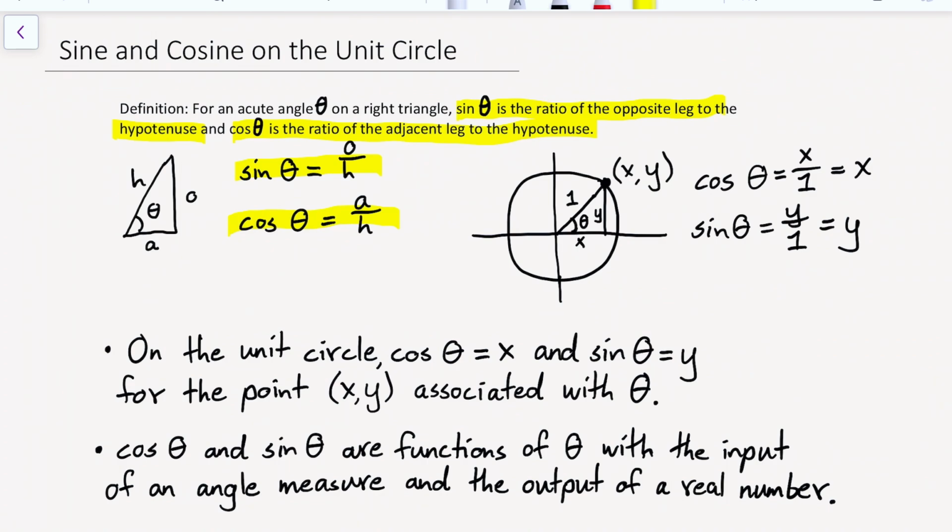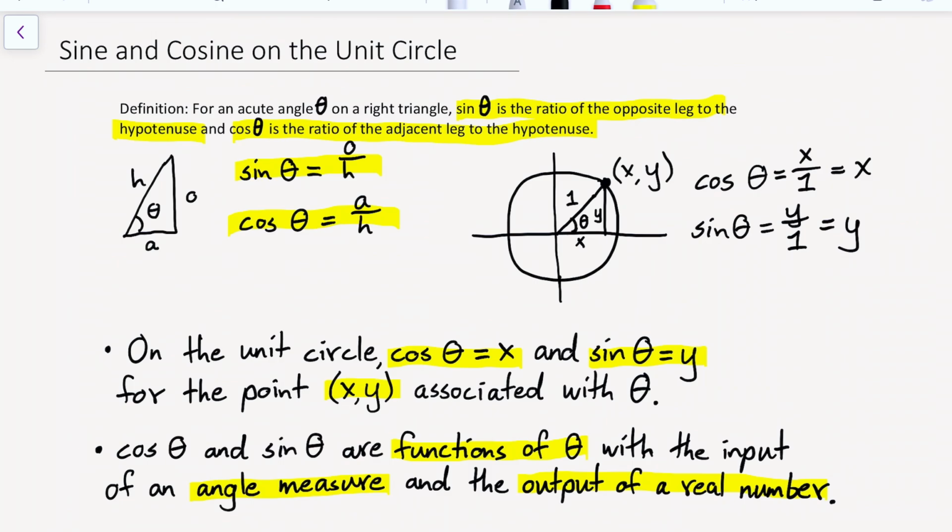So we see that on the unit circle, cosine of theta is the x value, and sine of theta is the y value for this point, x and y, that's associated with theta. Sometimes this point is called the terminal point that corresponds to the angle. I want to emphasize here that when we talk about cosine of theta and sine of theta, we are thinking of these values as functions of theta. They have an input of an angle measure that may be in radians or degrees, and they have the output of a real number within the range of -1 to +1.